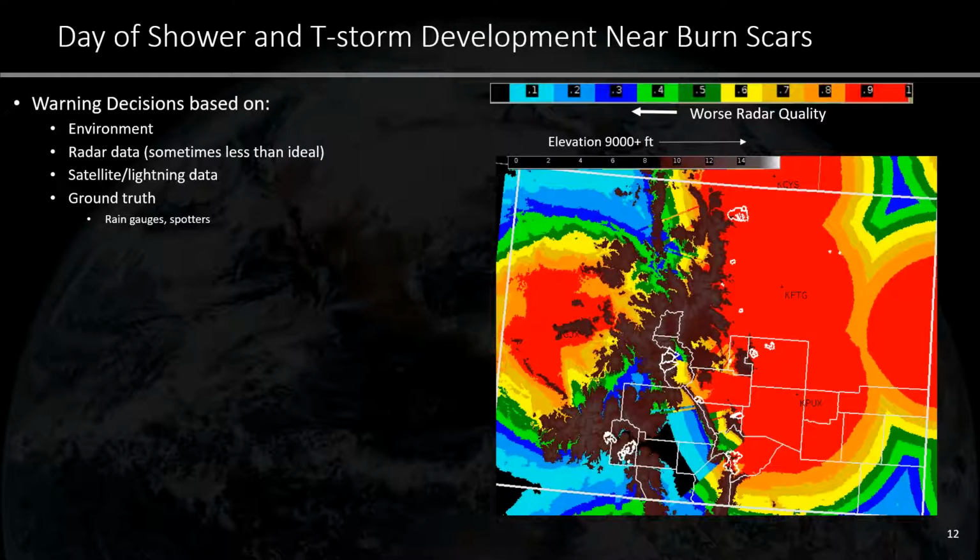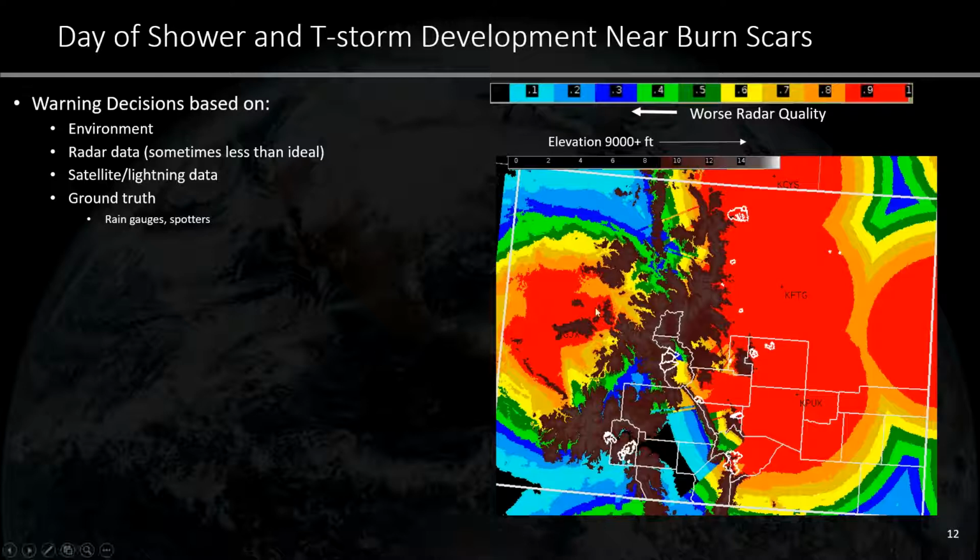So now moving on to the day of shower and thunderstorm development near burn scars. I alluded to some of this, but warning decisions from the forecasters are typically based on the environment. You have enough moisture and stability, etc. But also radar data is obviously going to be your number one source for warning operations if it's available and of quality. Obviously, we're talking about the West here, and we all know our radar coverage spatially is poor, but also we have a lot of radar beam blockage.